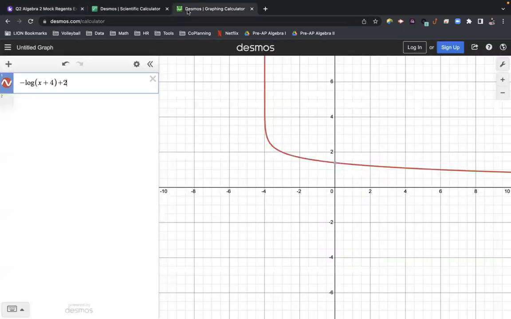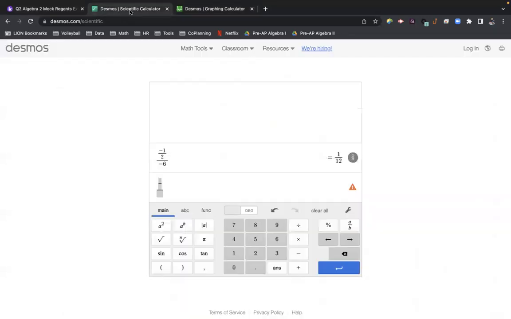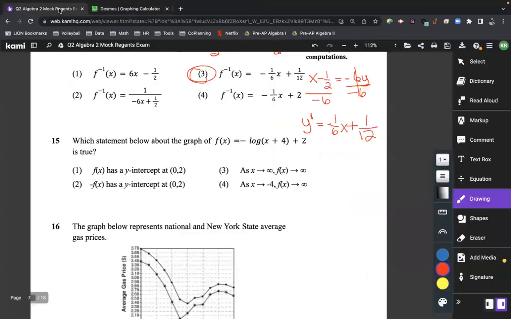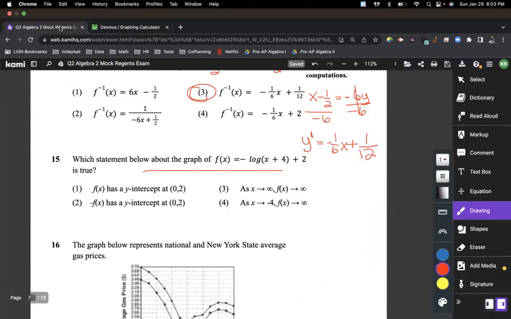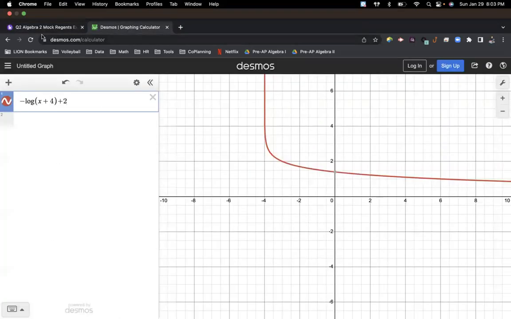Number 15. Let's go ahead and close this tab. Number 15 says, which statement about the graph of f of x equals negative log of x plus 4, plus 2 is true? Did I put that in correctly? Negative log, there's no base. Yep, x plus 4, plus 2.